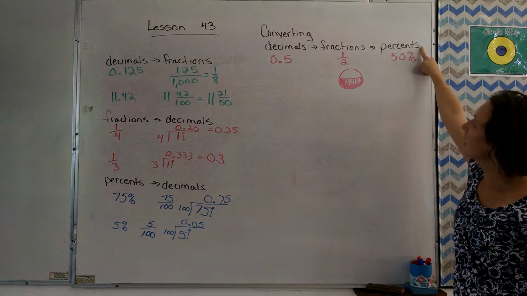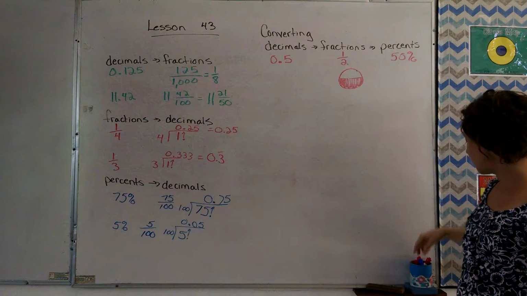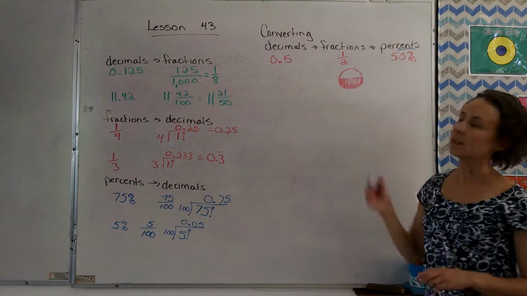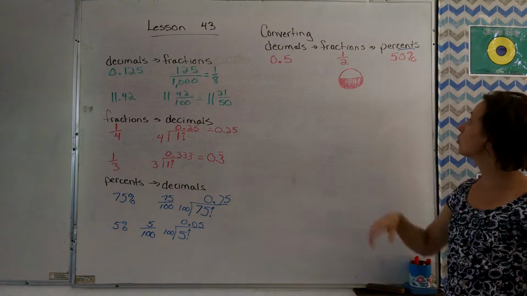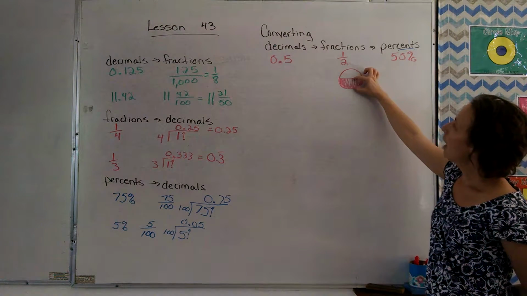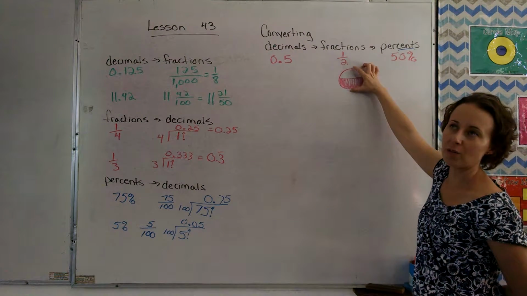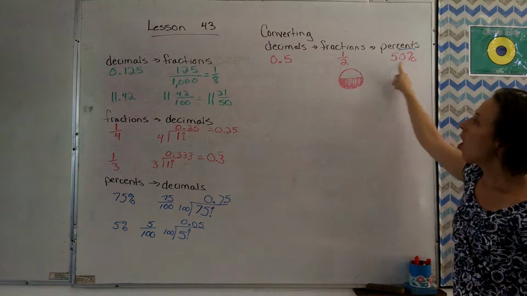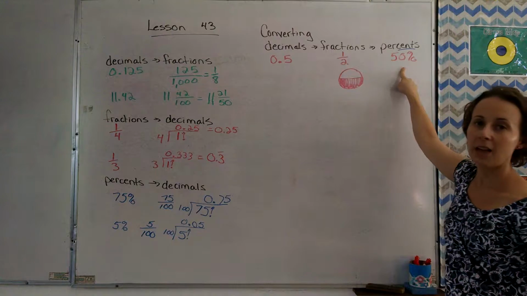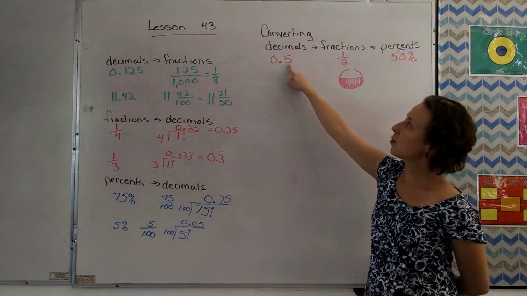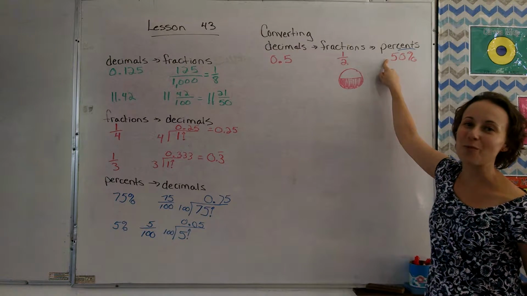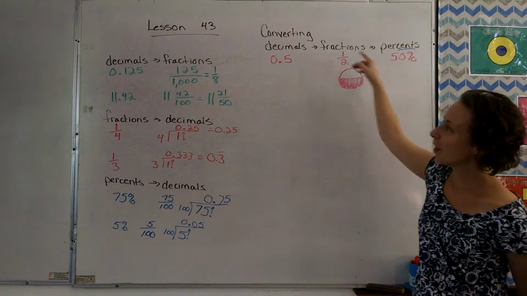A third way to name it is as a percent. Percents are always out of 100. The word part cent means 100. So, half of 100 would be 50. 50%. All 3 of these mean the same. Today we're going to learn how to convert between one to another so that you can solve problems more easily.